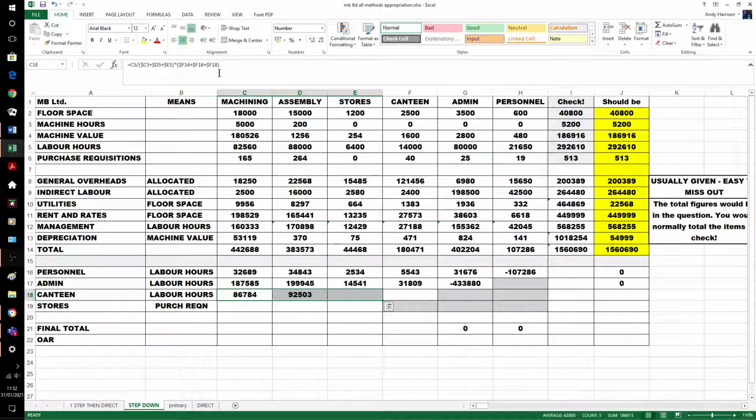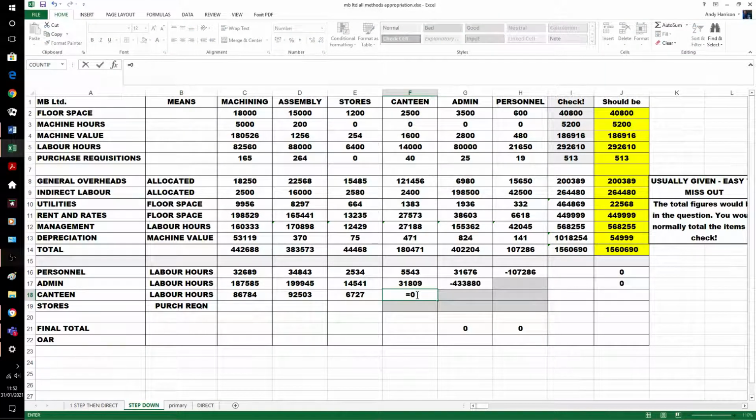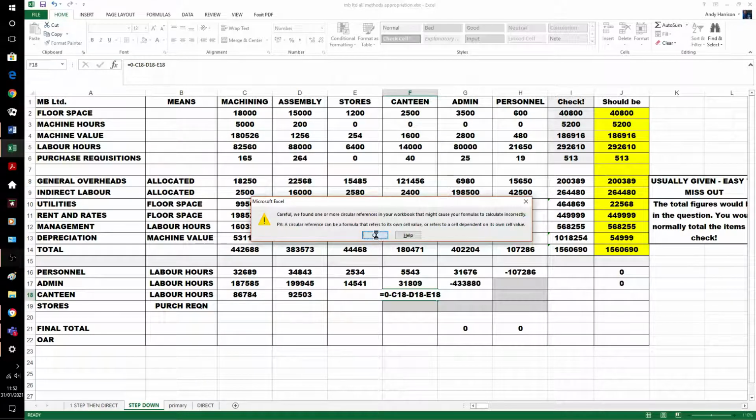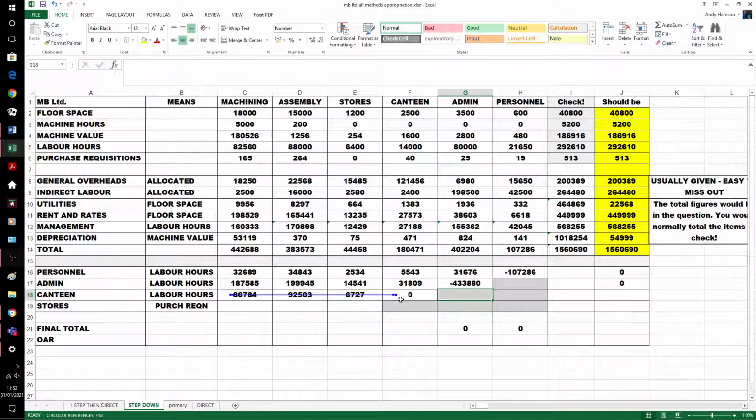Not sure I couldn't have done the formulas just as quick. So again, labour hours, yeah, looks in proportion, bit bigger, bit smaller. Let's test it. Okay, what have I done? Hang on, equals 0 minus C18. Not sure what it's telling me I've done wrong. Equals 0 minus C18, D18, E18. Telling me I've got a circular reference.